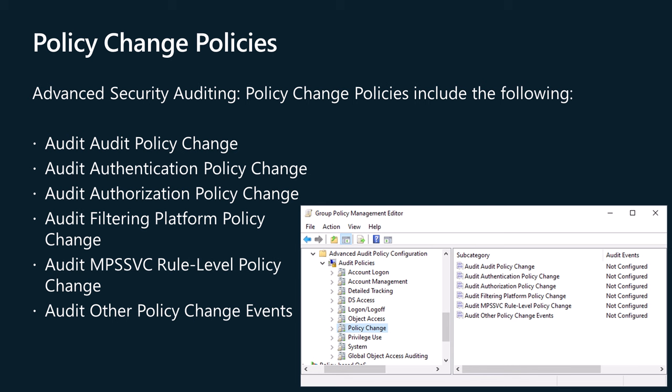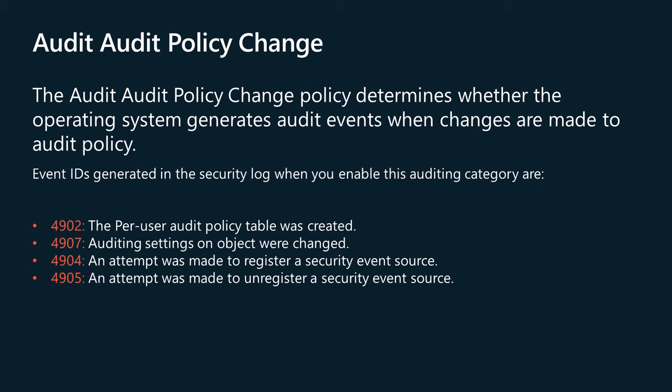This category includes the following policies: Audit policy change, Audit authentication policy change, Audit authorization policy change, Audit Filtering Platform Policy Change, Audit MPSSVC Role Level Policy Change, Audit Other Policy Change Events. The Audit Policy Change policy determines whether the operating system generates audit events when changes are made to audit policy. Almost all events in this subcategory have security relevance and should be monitored.